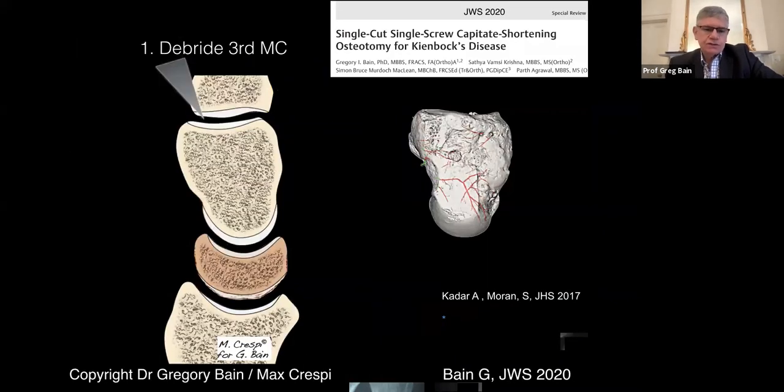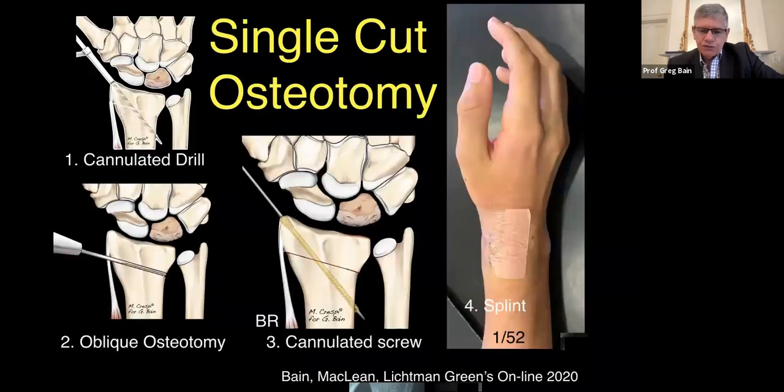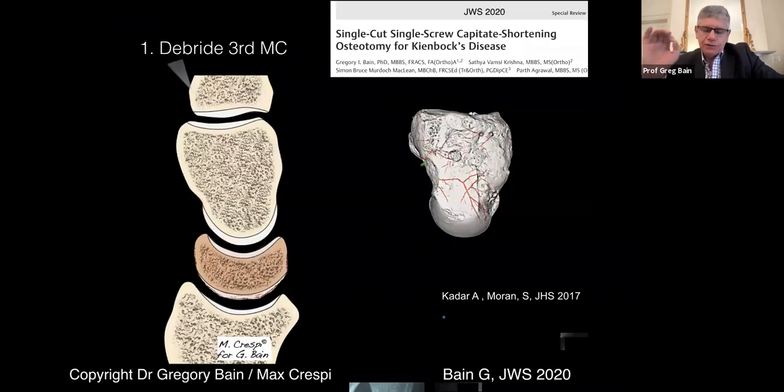So the other concept that we've used is to do it with a capitate osteotomy, and we use a single cut osteotomy, and we have a publication on this which you may wish to refer to. It's a little bit like when you do internal fixation of a scaphoid and bone grafting. You take out a bit of the trapezium in the scaphoid. In the same way here, it's a retrograde technique.